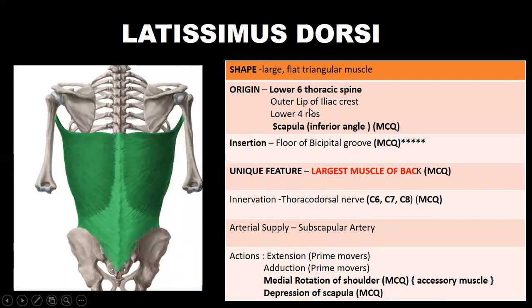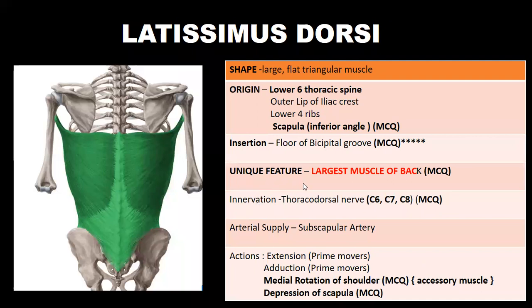Moving forward to another large muscle, that is latissimus dorsi. Latissimus dorsi is a large flat triangular muscle that is seen in this diagram. When we talk about the origin, just see carefully, it originates from the thoracic spines, the outer lip of the iliac crest, the ribs and the scapula's inferior angle. So the question which might come in the exam is the origin of latissimus dorsi. It is from the scapula and which angle? Only the inferior angle and not the superior angle. When we talk about its insertion, it is inserted into the floor of the bicipital groove, and this bicipital groove is present in the humerus.